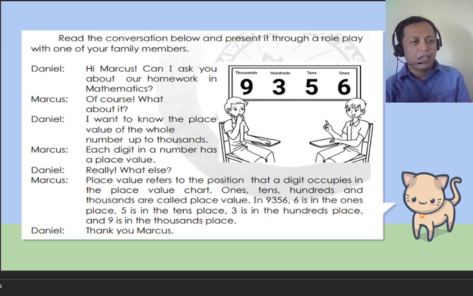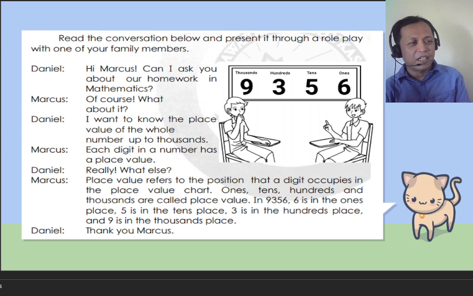Now we have here a conversation between two friends. They are Daniel and Marcus. This is what we call a role play. For now, I am going to act out the role of Daniel, and at the same time, I will also act out the role of Marcus.